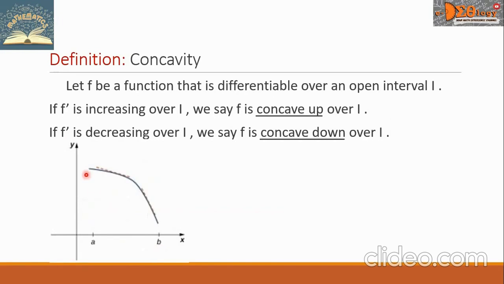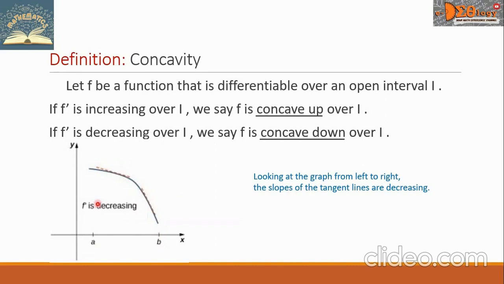This is our fourth graph over the interval from A to B. On the graph, we have two tangent lines. This is the first tangent line. This is the second tangent line. Looking at the graph from left to right, we can observe that the slopes of the tangent lines are decreasing.